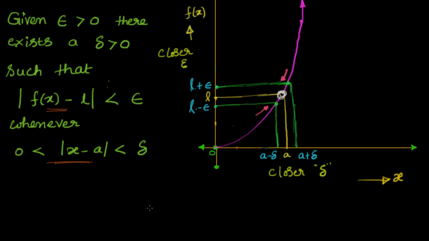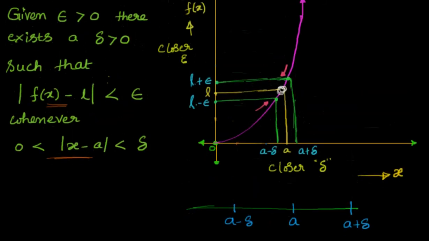To understand that, let's see what exactly is the meaning of 0 less than mod of x minus a less than delta. Let us say on the number line I have taken a minus delta, a, and a plus delta. Now I want to understand what exactly is the meaning of 0 less than mod of x minus a less than delta.